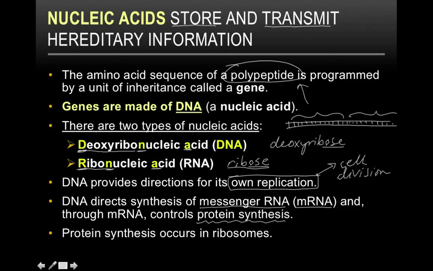Protein synthesis occurs in the ribosomes. So we have a stepwise flow of information when we're making our proteins. It starts with a gene at the level of DNA, which is used to build a molecule called mRNA, which is then used to build a protein. This stepwise flow of information to build a protein is illustrated in the following slides.